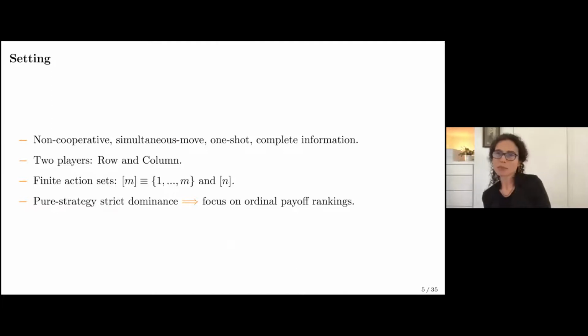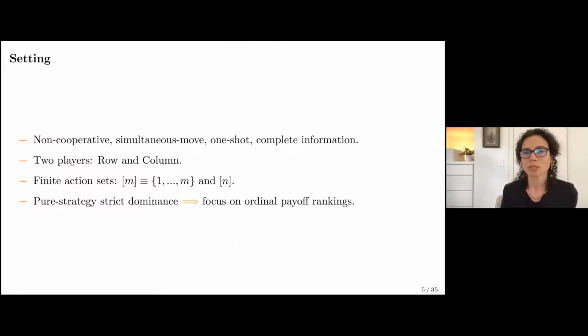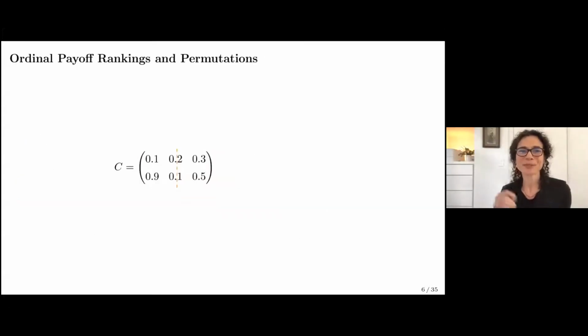All right, so let me describe to you the setting more formally. We're looking at a non-cooperative, simultaneous move, one-shot, complete information game. That's a mouthful, but basically we're looking at your textbook normal form game. There are going to be 2 players in this talk, so we'll call them row and column, and a finite action set. Row will have actions 1 through n, and column will have actions 1 through n. And we're going to focus on pure strategy strict dominance, so that will allow us to focus only on ordinal payoff rankings.